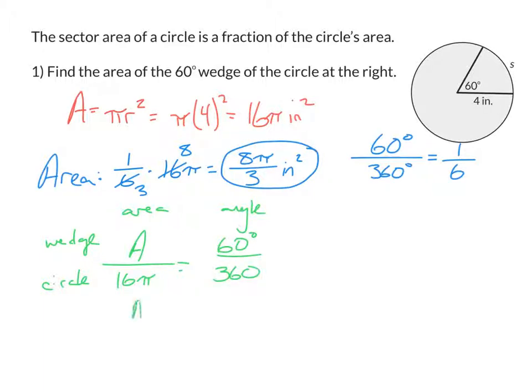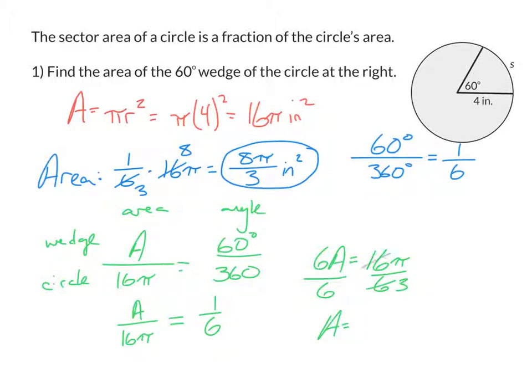So just like before, I'll simplify that fraction on the right. We know at this point that it becomes 1/6. I do my cross multiply, so 6a is equal to 1 times 16 pi, which is 16 pi. And then when we divide by 6, a is, and when we simplify, again, I can take a 2 out of both things. We end up with 8 pi over 3. And again, the label is square inches. So there is, again, a way to find the area of this wedge.